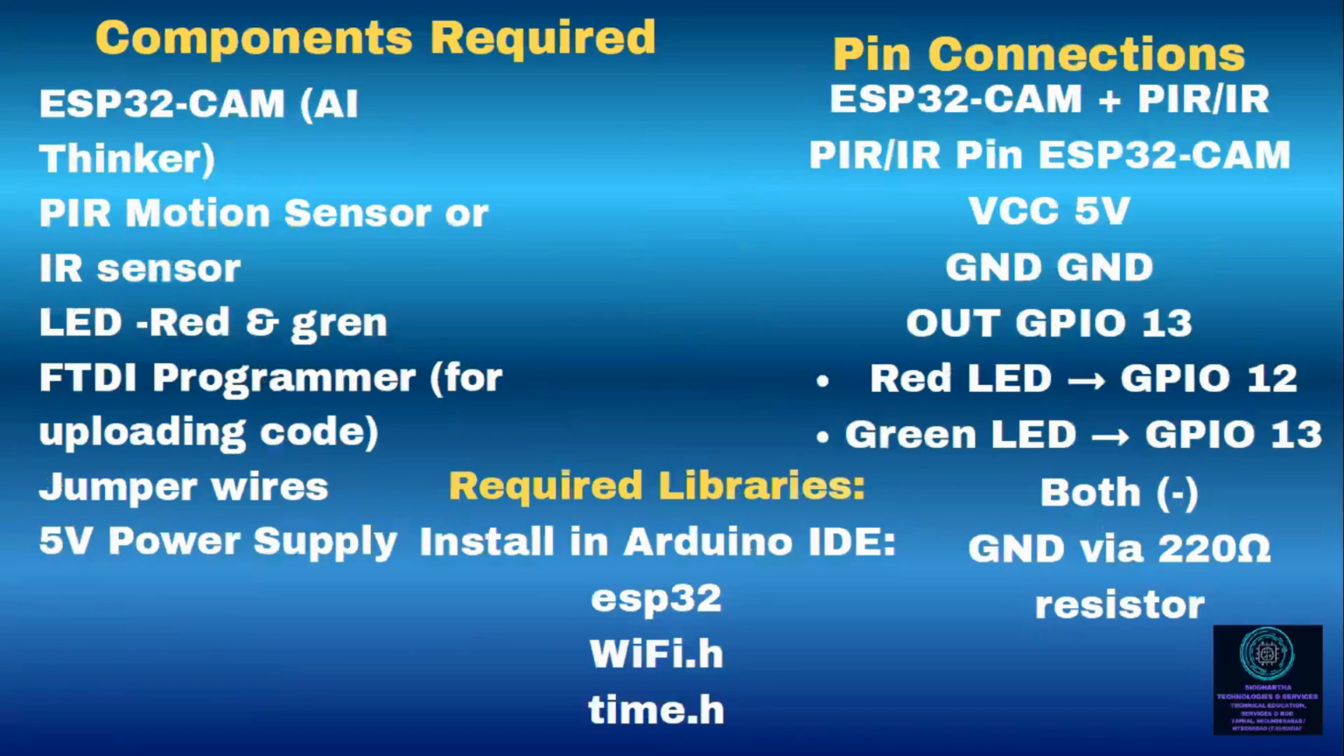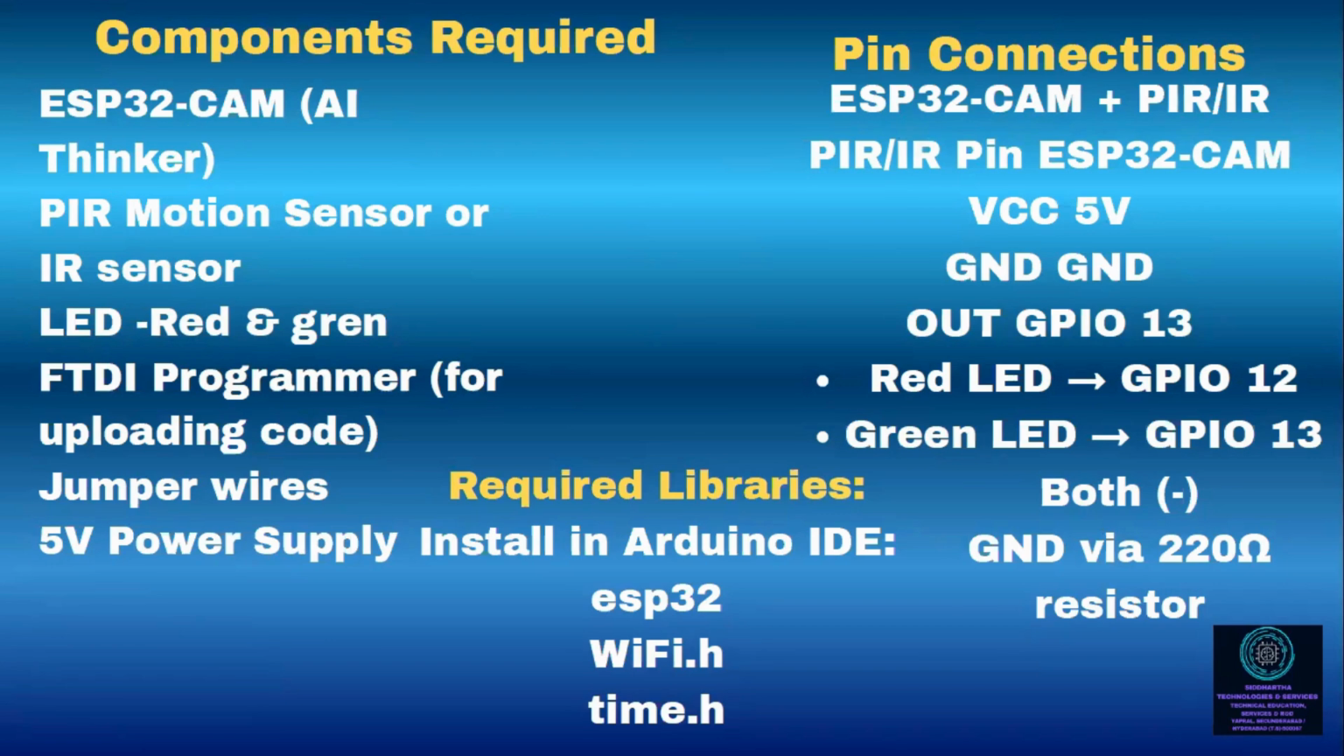All right. So the components required here are very simple: the ESP32-CAM, which is available here. Then you have a PIR motion sensor or IR sensor, PIR or IR you can take, a red and a green LED, an FTDI programmer that I will show you when we go to the lab, and the code. A few jumper wires and a power supply will be there. It can be batteries also, but please remember 5 volt is very, very important here. Compulsory, you should have a higher current power supply.